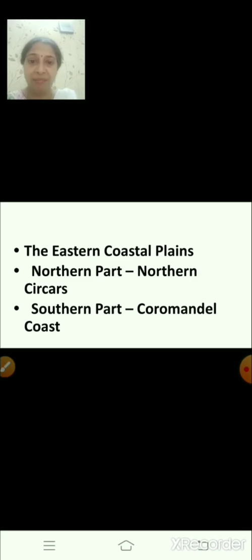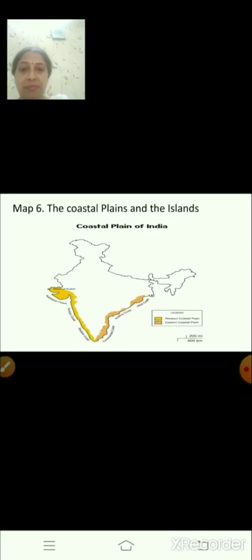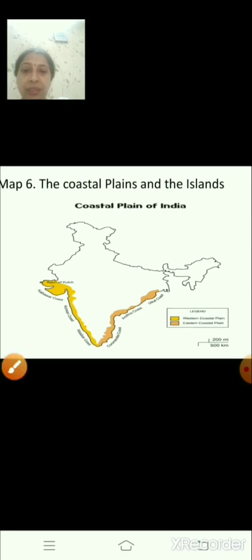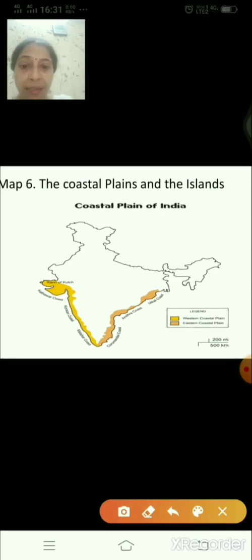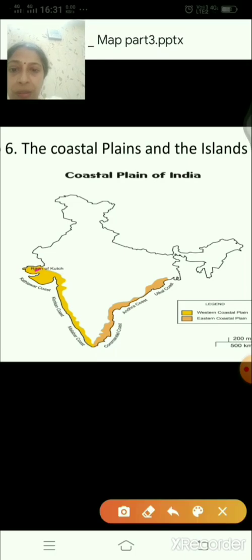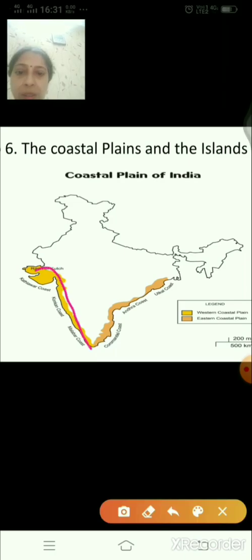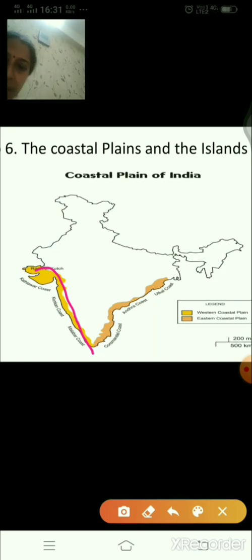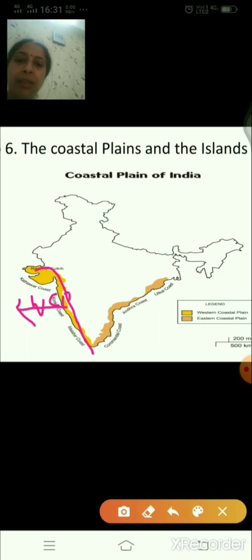Now we will locate. So first we will locate western coastal plain and then eastern coastal plain. So western coastal plain, see here, you will locate, you will put a dot here and then you will draw an arrow and then western coastal plains. I'll just write the starting letter of the place, but you should write fully. Okay, is that clear?